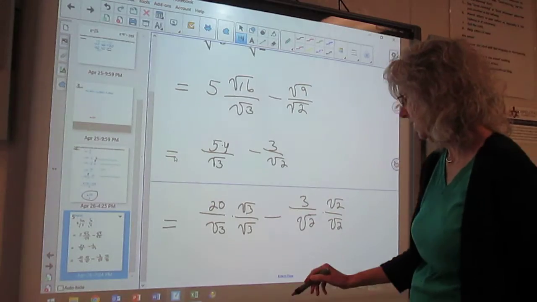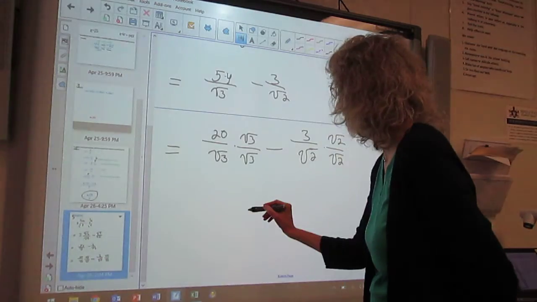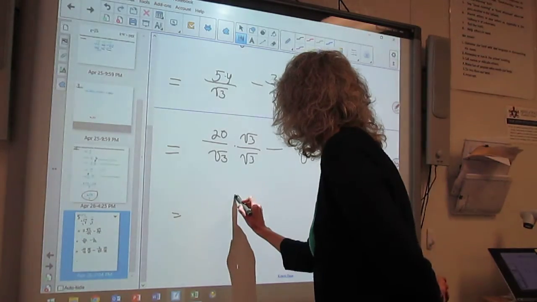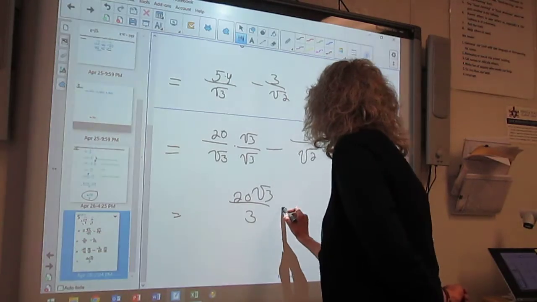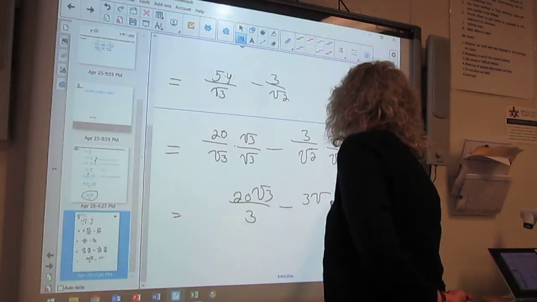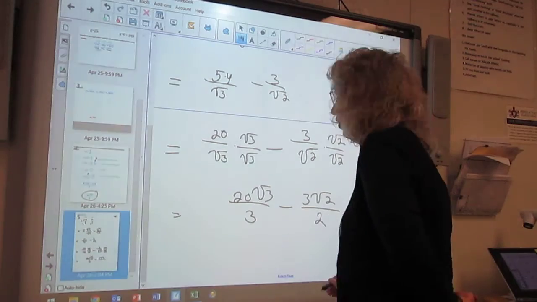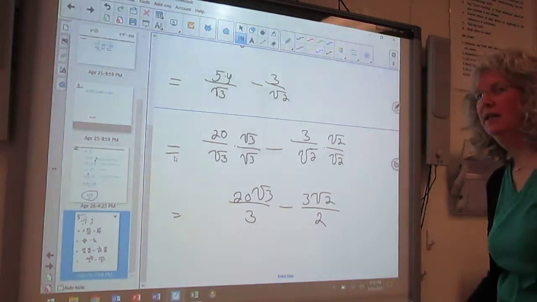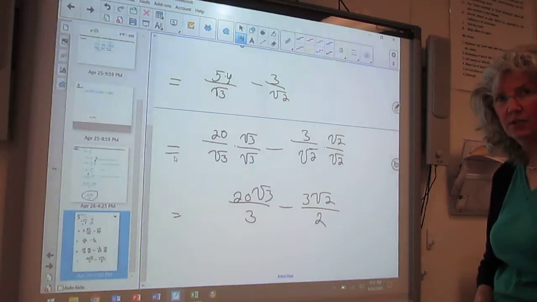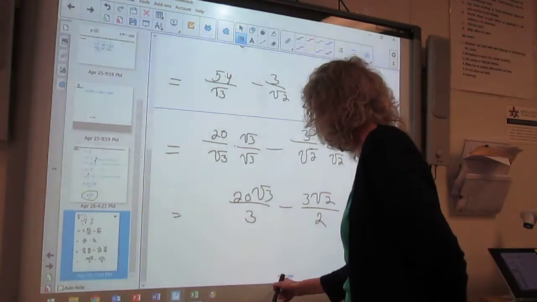Okay, so let's get back to this. We've rationalized our denominators here. We have 20 the square root of 3 over 3 minus 3 the square root of 2 over 2. I hope you got this far on your own. We still can't subtract those because they don't have like denominators. So we have another step here.